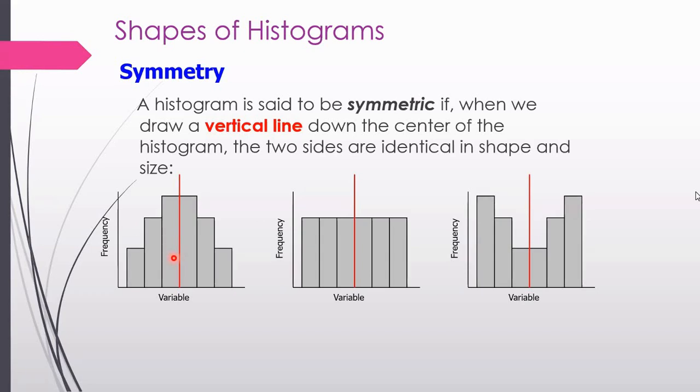Put in the chat box, for the first histogram, how many modes? For the first histogram, how many modes are there? Is it a single peak, bimodal, one mode, or multimodal? Put in the chat box.